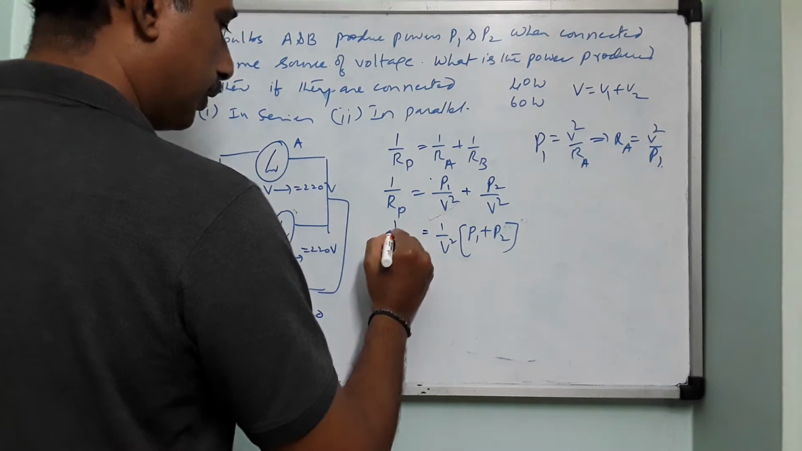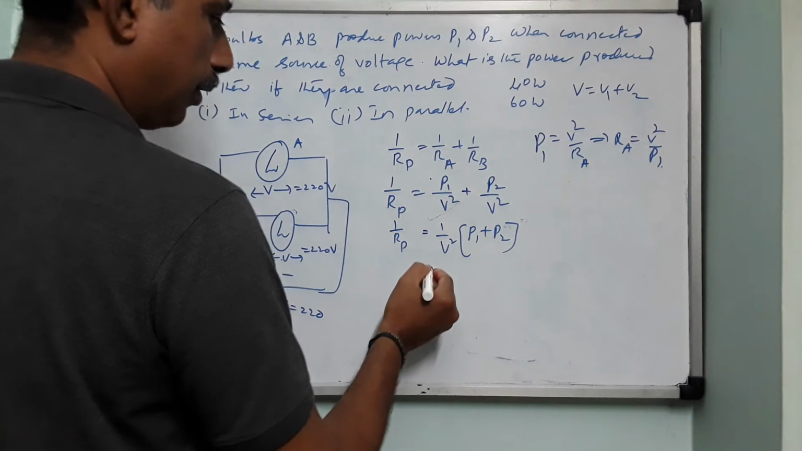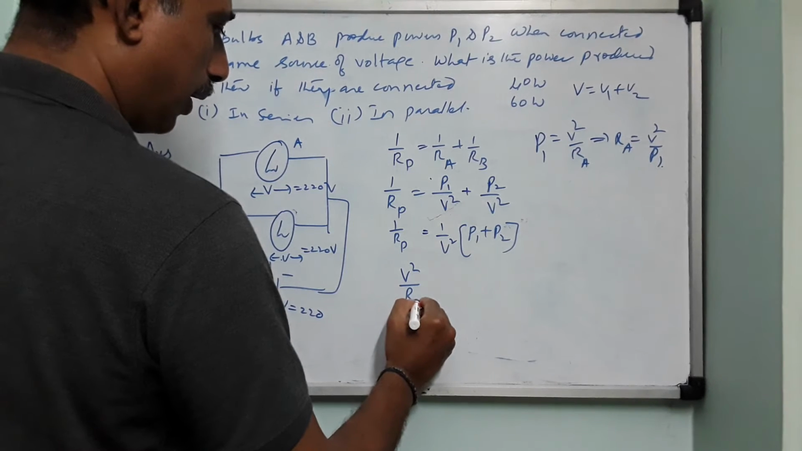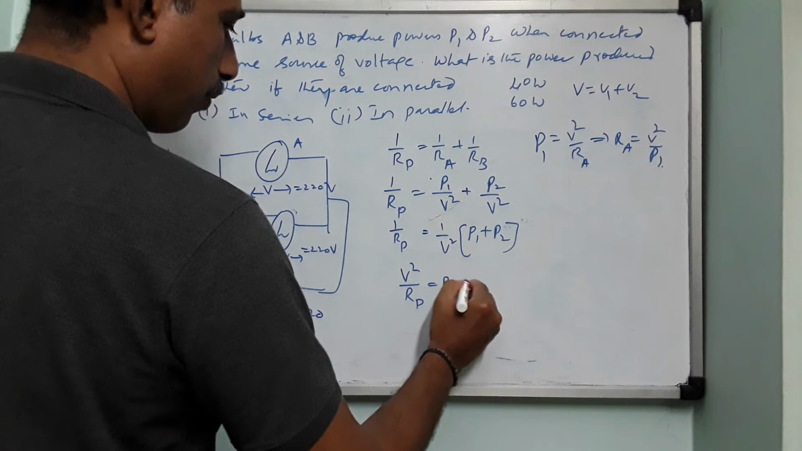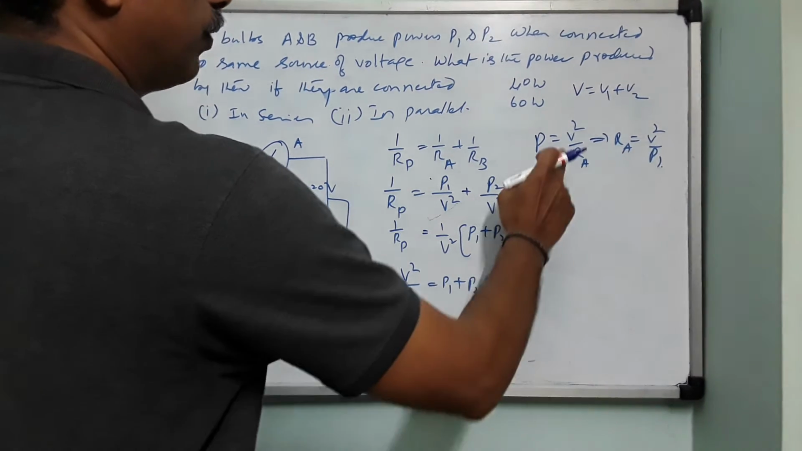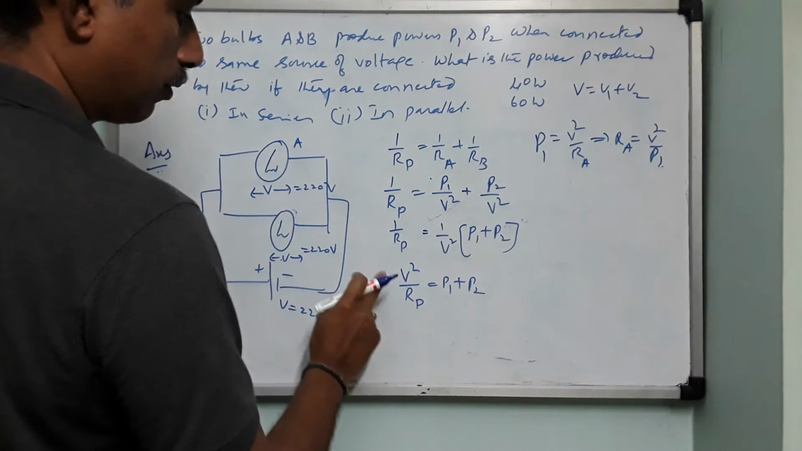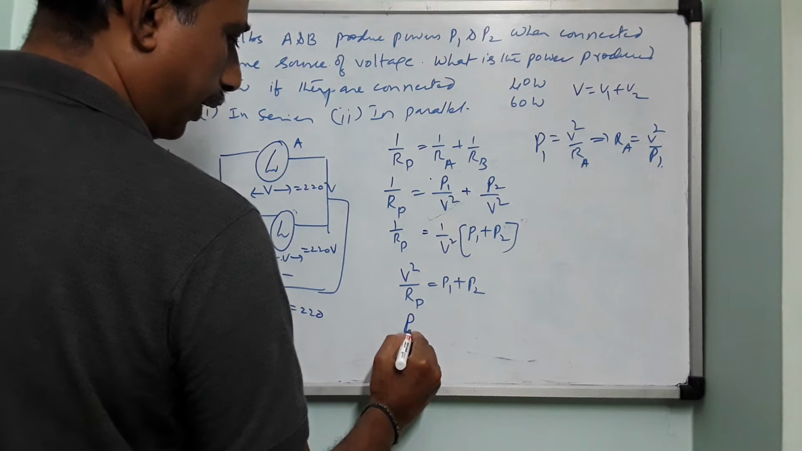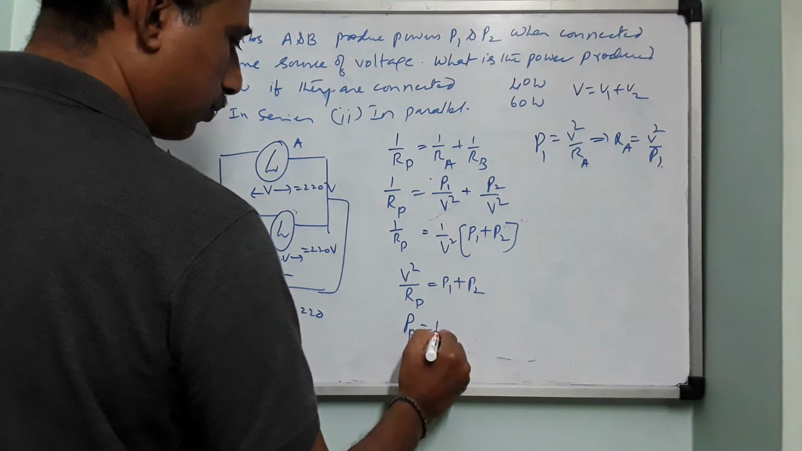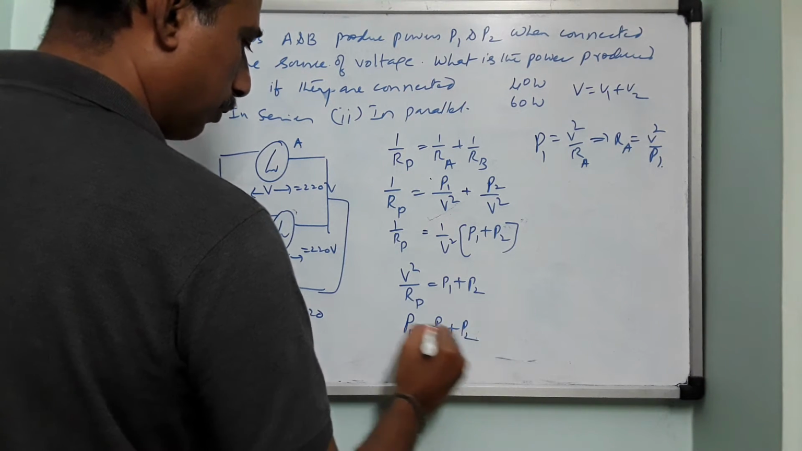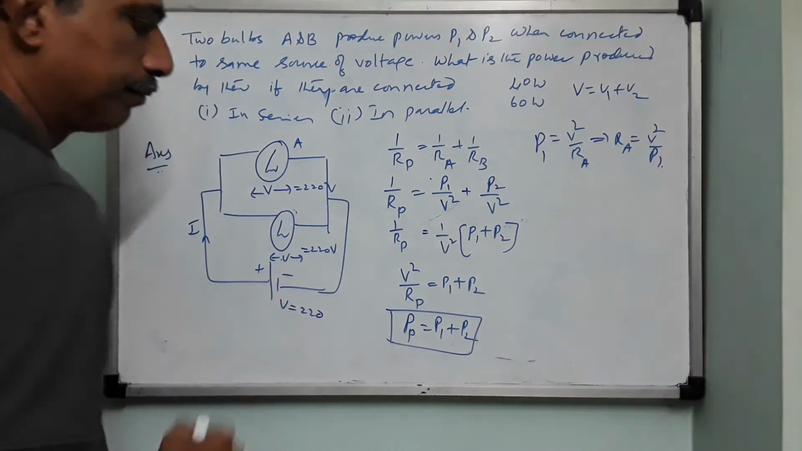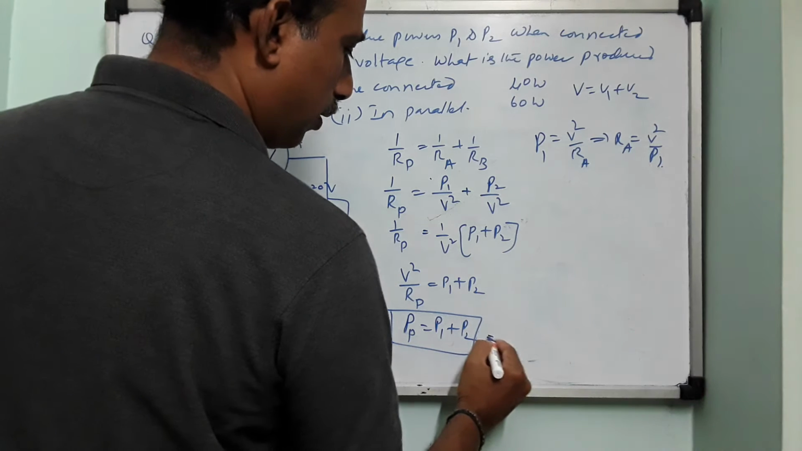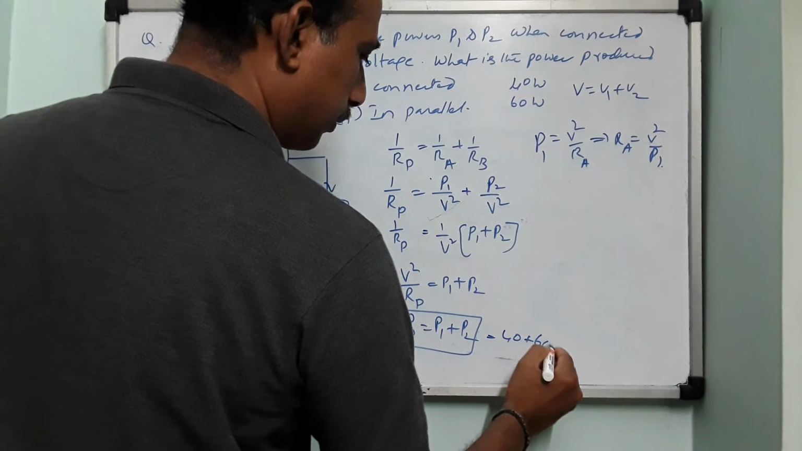What is there on the LHS? 1 by Rp. Now you bring this side, you will get V square by Rp equals P1 plus P2. V square by R is nothing but what? Power. We are speaking about parallel, so it will take a subscript P. P parallel equals P1 plus P2. So if it is a 40 watt and 60 watt bulb, the total comes out to be 100 watt.